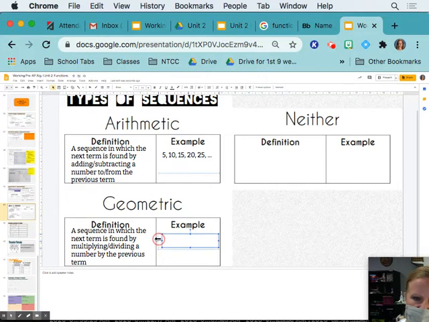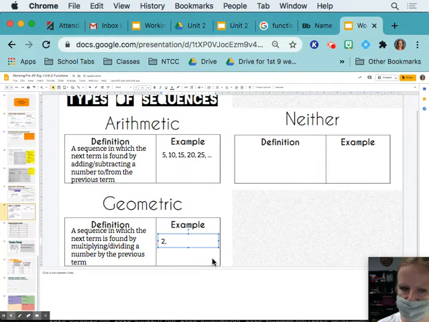Let's come up with an example. Let's start out with 2. What do we want to multiply by? Let's multiply by, I don't know, what do y'all think? 2? So 2 times 2 is 4. 4 times 2 is 8. 8 times 2 is 16. 16 times 2 is 32. 32 times 2 is 64.